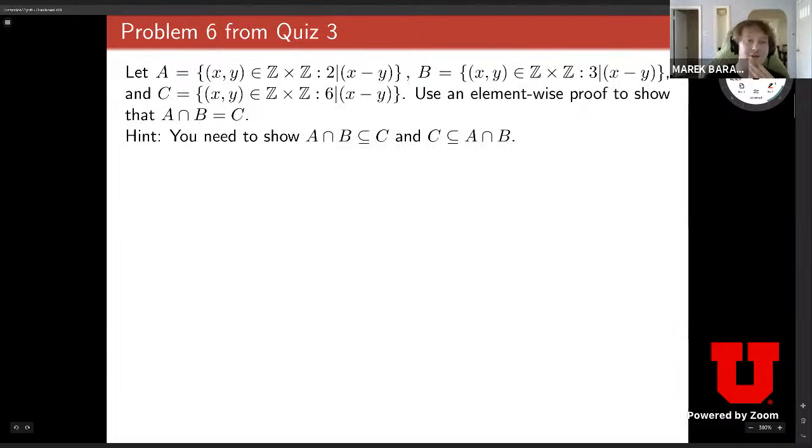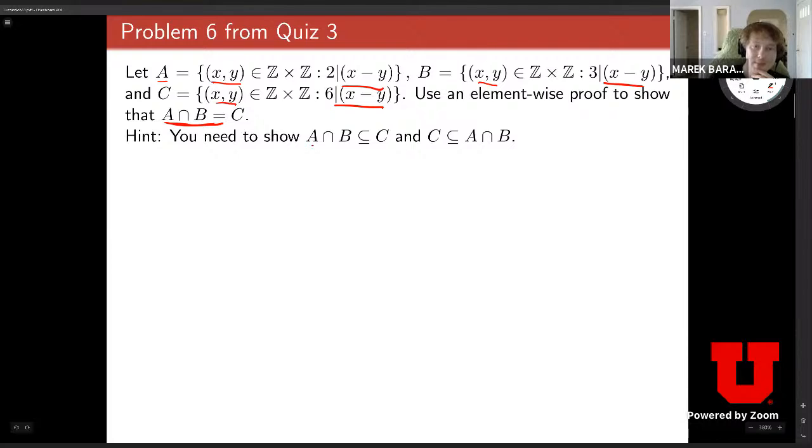So for this one, we're going to be showing that this set equality holds. We have A equal to pairs of integers such that 2 divides their difference, and another set B of pairs of integers where 3 divides their difference, and a third set, C, of pairs of integers where 6 divides the difference. We're going to show that A intersect B equals C using an element-wise proof.